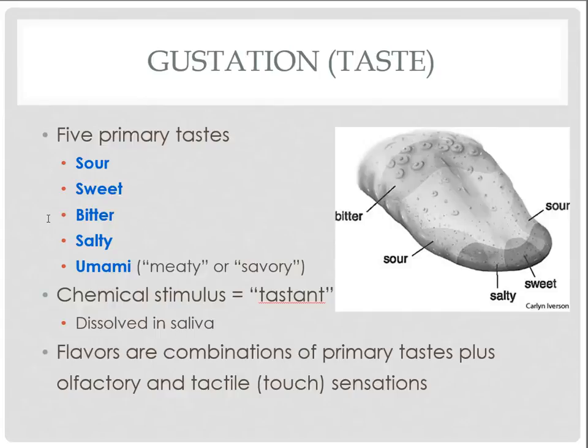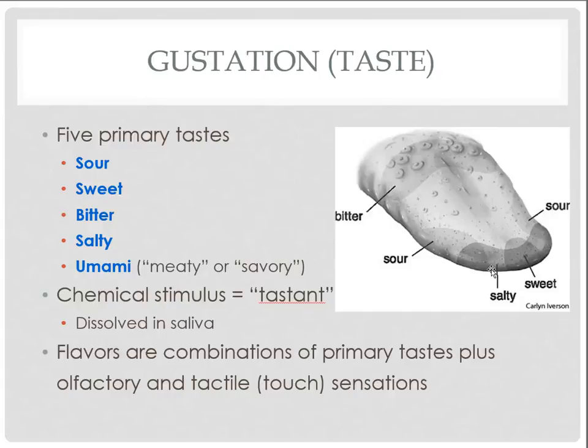Now, what exactly are the 5 primary tastes? Sour, sweet, bitter, salty, and umami. Umami, which I'll describe in just a second. The regional areas of where you would typically experience these tastes are seen on the image to the right. Here you can see where things are typically sweet. You'll taste on the very tip of your tongue. Salty, also on the tip of your tongue.